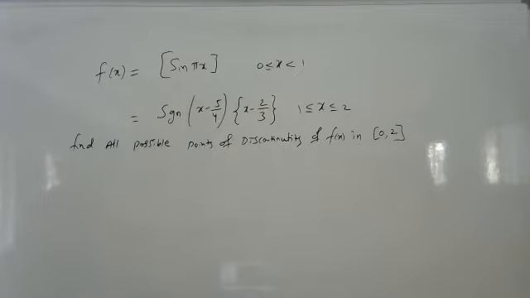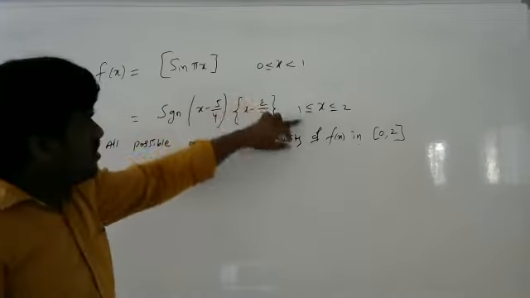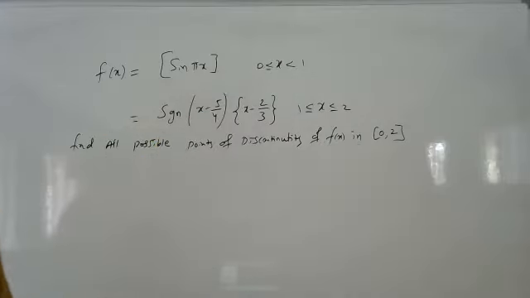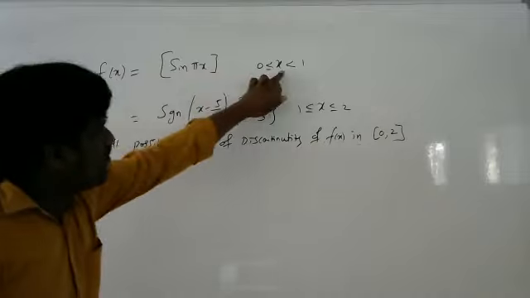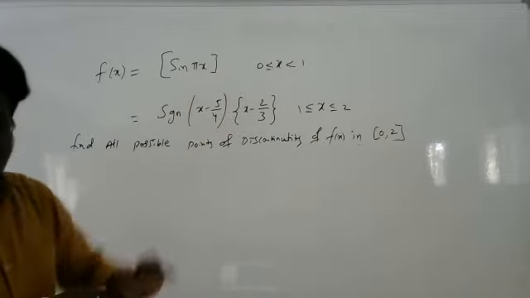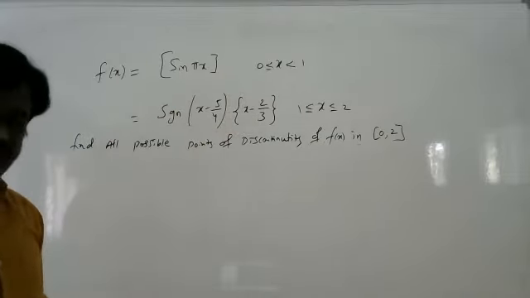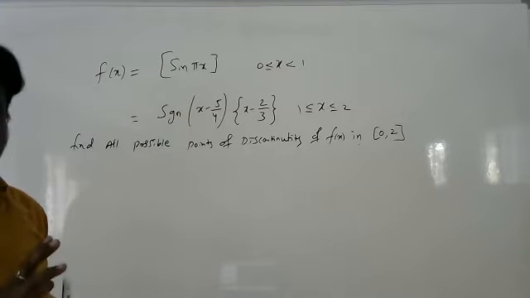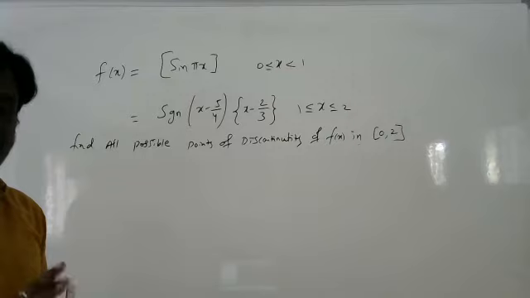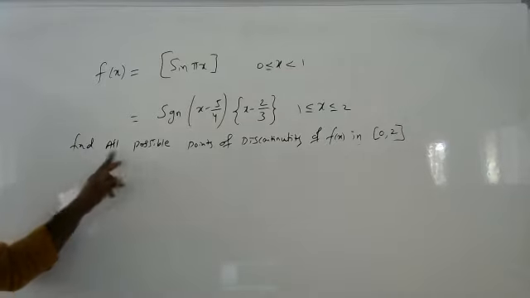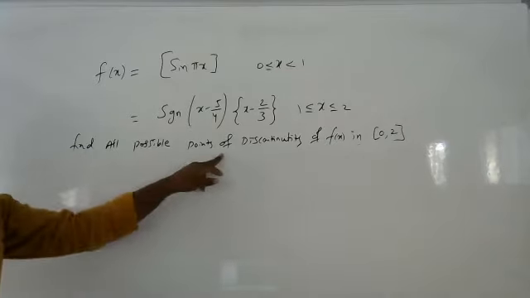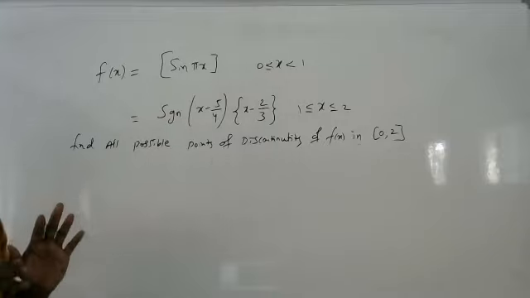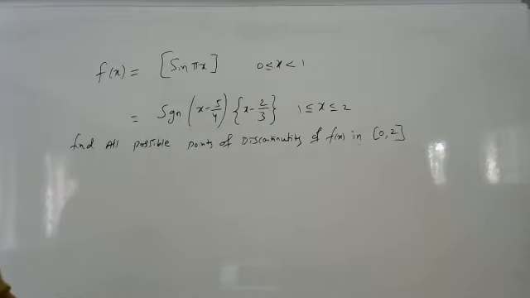Where the function changes its definition, that place is compulsory. For any function you take, whenever the function changes the definition, at that point we need to check discontinuity, whether it is continuous or discontinuous. This question asks to find all possible points of discontinuity; you don't need to find whether it is discontinuous or continuous.